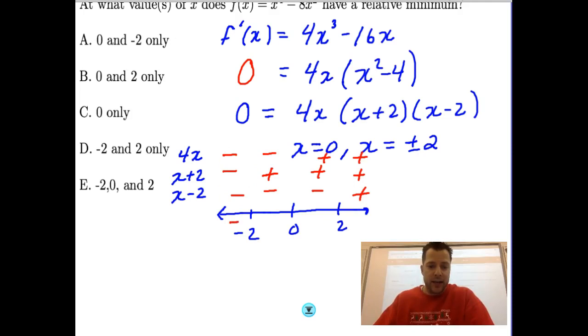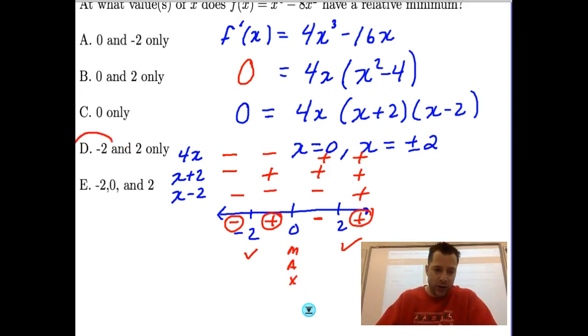This is minus. So a negative times a positive is negative, times a negative, this is positive. There's a minimum right there. And a positive times a negative is a negative. And plus, plus, plus, that's a plus. So minus to plus, there's another minimum. A positive slope to a minus slope, 0 is a max. 0 is the max. 2 and negative 2 only are our minimums. So everything else doesn't work.